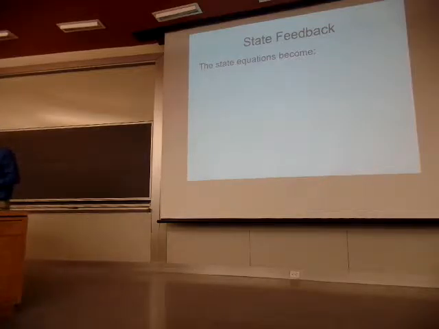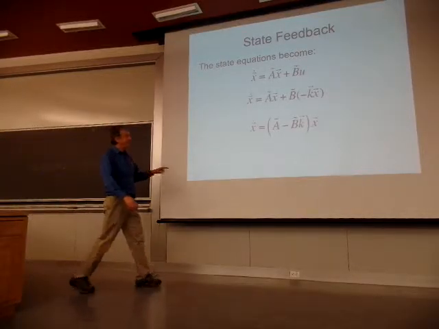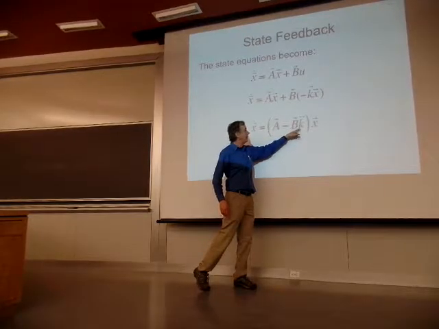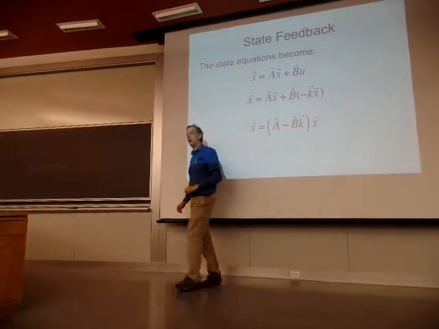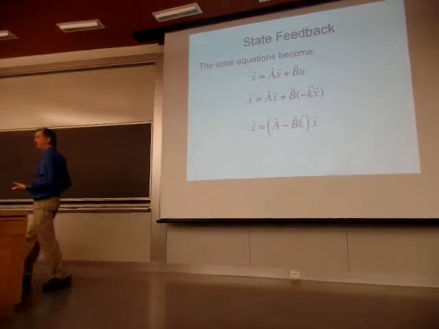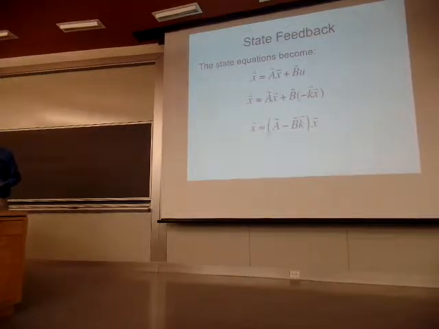So the state equation. Here's our state equation, x dot equals Ax plus Bu. Well, I know what u is, it's minus Kx. So you can combine that. So x dot is going to equal (A minus BK) times x. So what do I have here? I have a new A matrix.